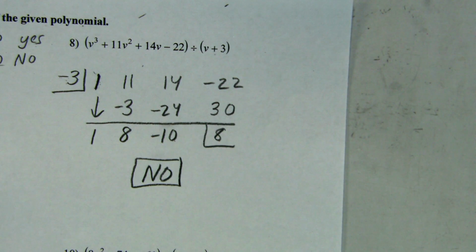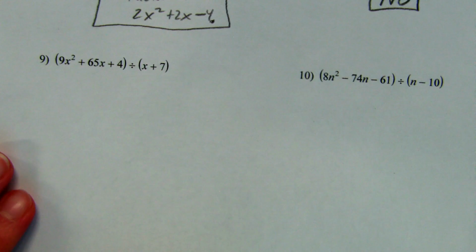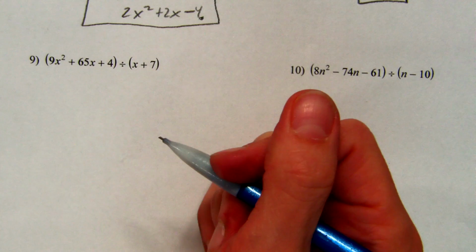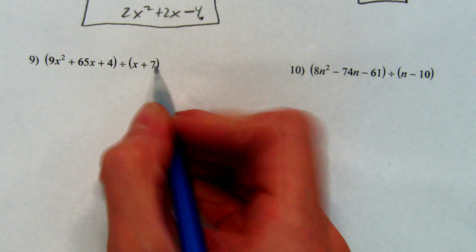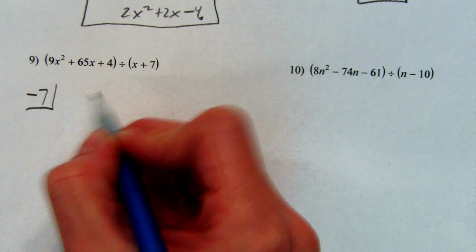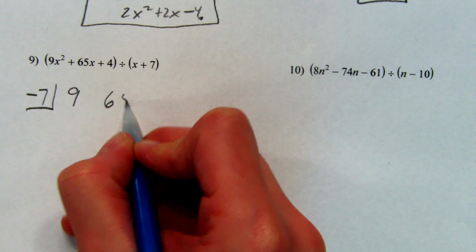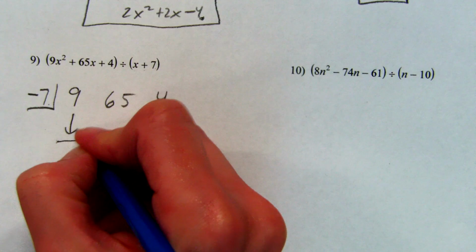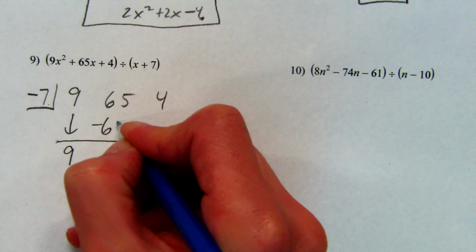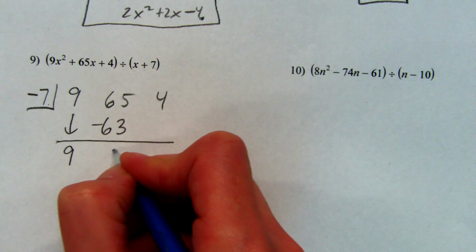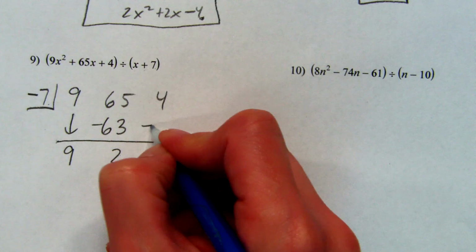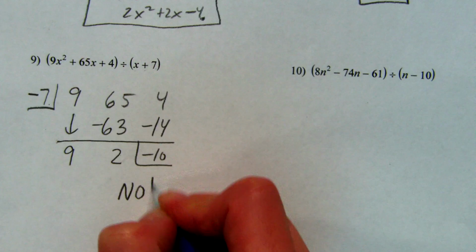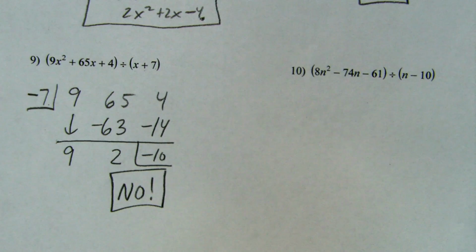Okay, so let's look at the last couple. So on number 9, we have x plus 7 as the divisor, so we're going to use negative 7 here. So 9, 65, and 4 go here. Bring down the 9. 9 times negative 7 is negative 63. Add that to 65, we get 2. 2 times negative 7 is negative 14. Plus 4 is negative 10. So we can say no with an exclamation point. It was not a factor.